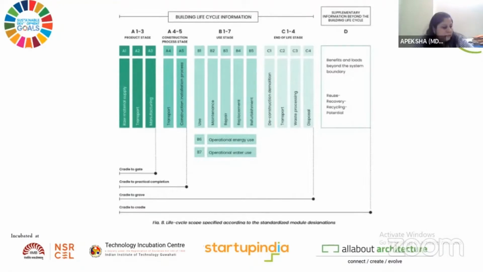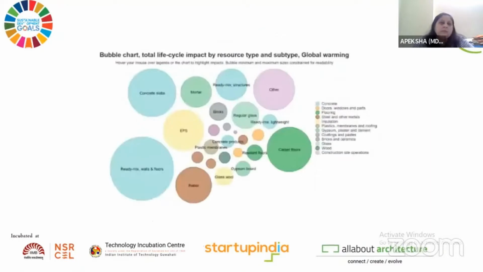With that, we move into the next slide, Diksha, where a small graph, before we move into the text of the discussion, shows the impact of the different materials used in construction on global warming. Ready mix wall and floor, you would see, has the biggest share, followed by concrete, followed by rebar, and several others.